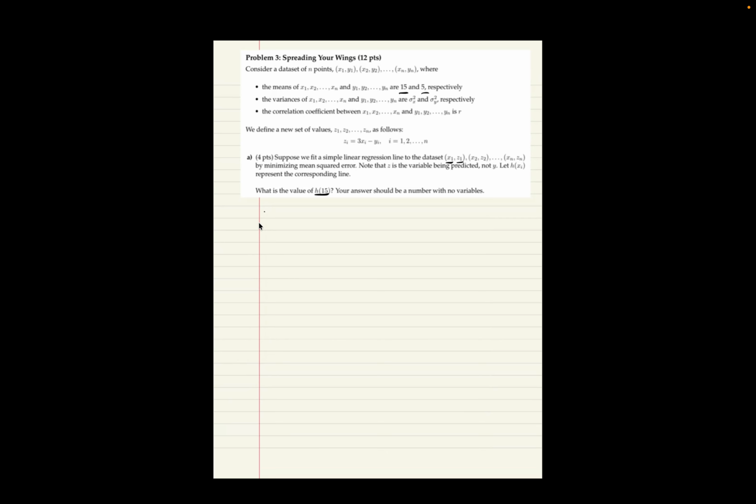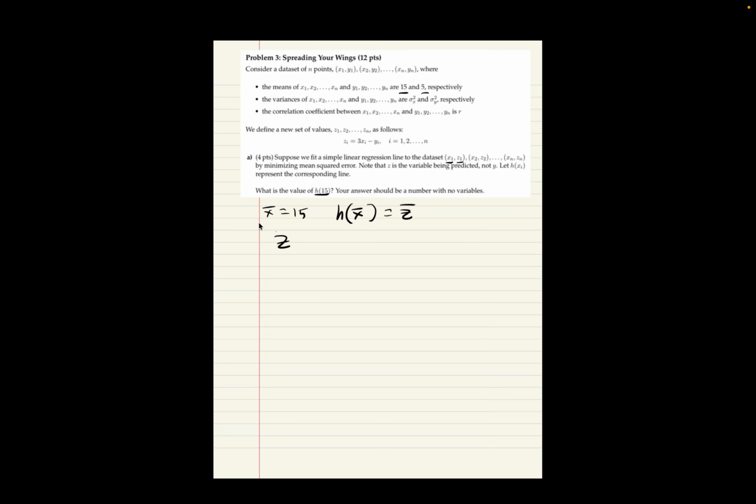Well, we know that the mean of the x's is 15, and we also know that the prediction for the mean of the x's should be the mean of the z's. That's because the simple linear regression line is guaranteed to pass through the point of the mean of the x's and the mean of the z's. So the question is, how do we find the mean of the z's?